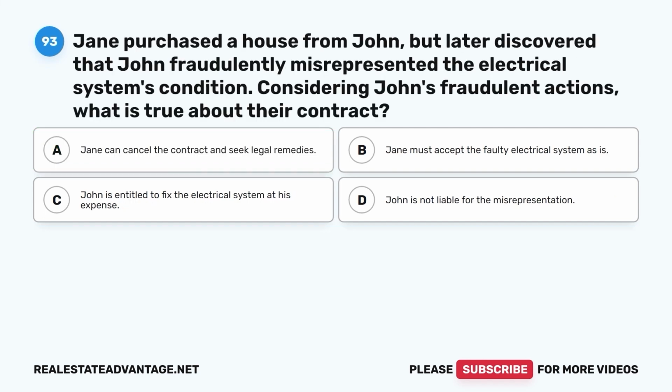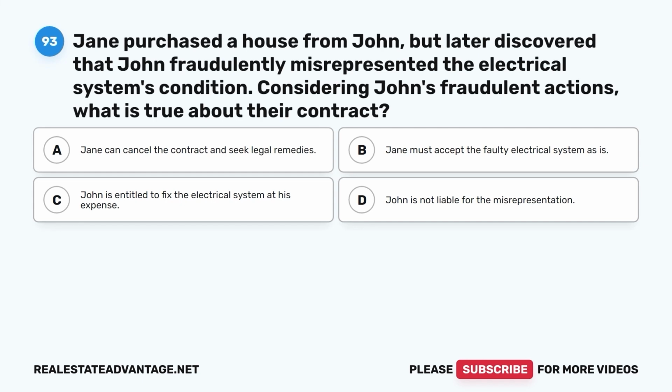Question 93. Jane purchased a house from John, but later discovered that John fraudulently misrepresented the electrical system's condition. Considering John's fraudulent actions, what is true about their contract? A. Jane can cancel the contract and seek legal remedies.